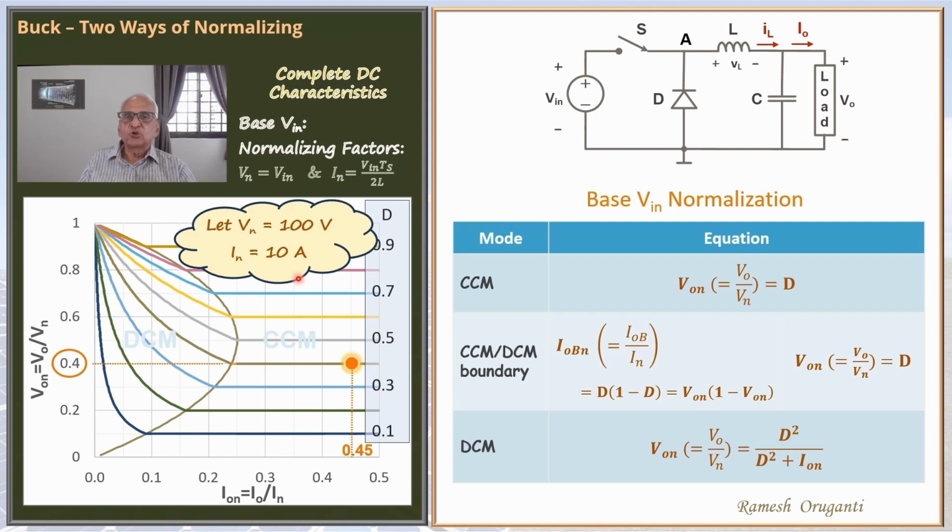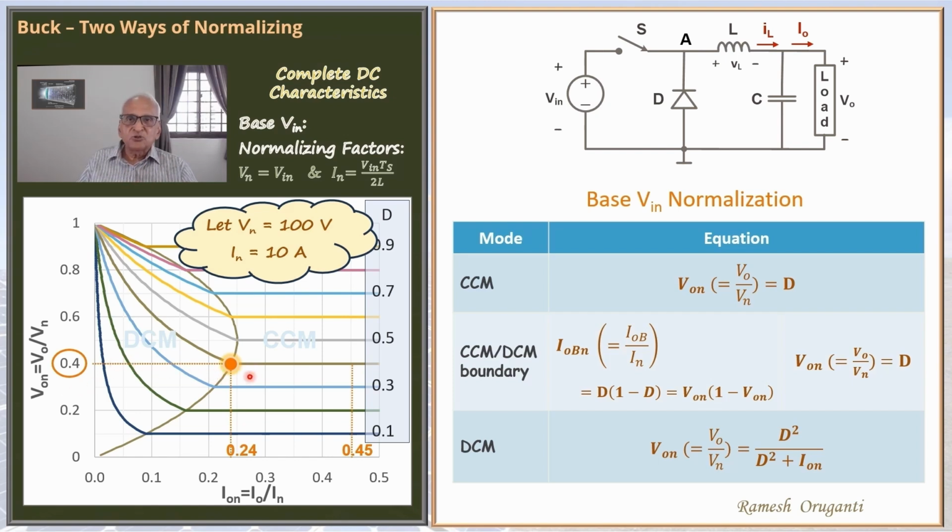Now let us reduce the load current. As we reduce the load current, at a particular point, the operation will reach the boundary operation that is shown here. ION corresponding to that is 0.24. You can verify it using the boundary equation. The duty cycle is still 0.4 and the normalized output voltage is still 0.4. That means the actual output current is 2.4 amperes at the boundary operation and the output voltage will be 40 volts. Now we reduce the load current even more.